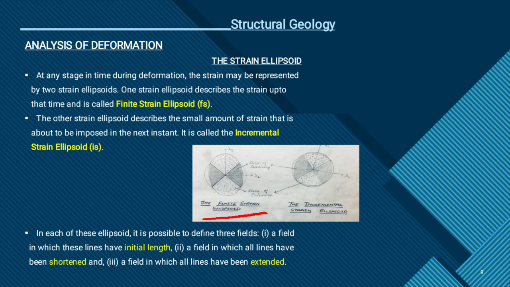At any stage during development, the system may be represented by two ellipsoids. One describes the strain up to that time, called the finite strain ellipsoid, the total strain, which can be obtained from the total deformation minus no deformation. The other strain ellipsoid describes a small amount of strain that is imposed in the next instant. It is called the incremental strain ellipsoid. Incremental is just a bit. The progressive deformation progresses from one point to a second point to a third point and so on.